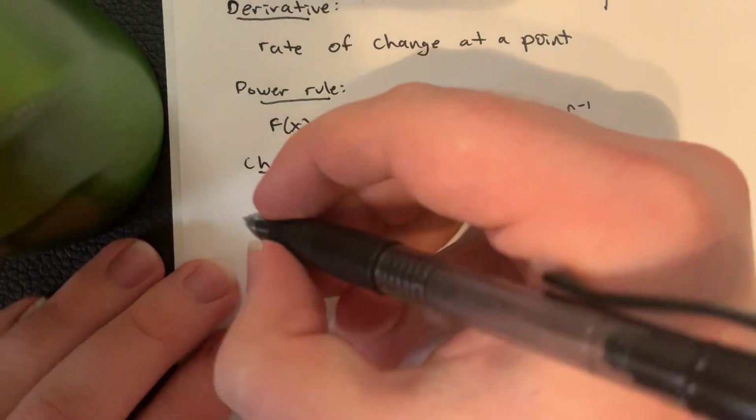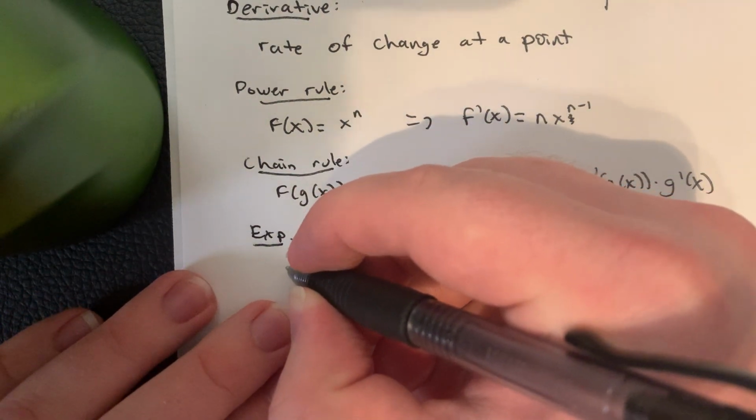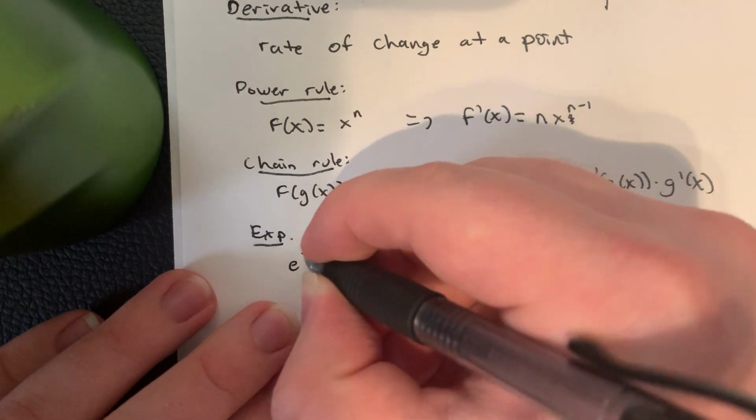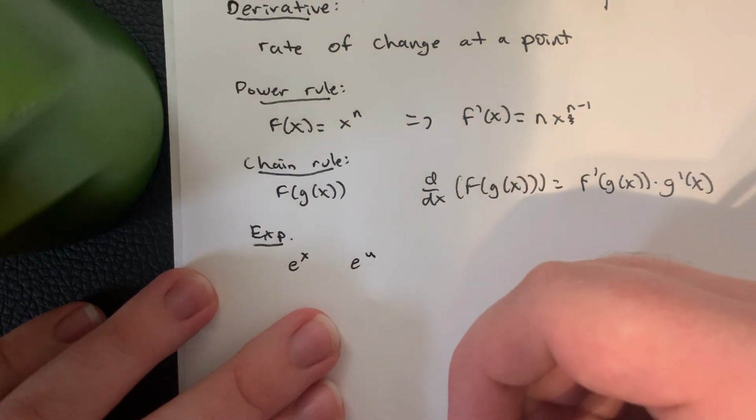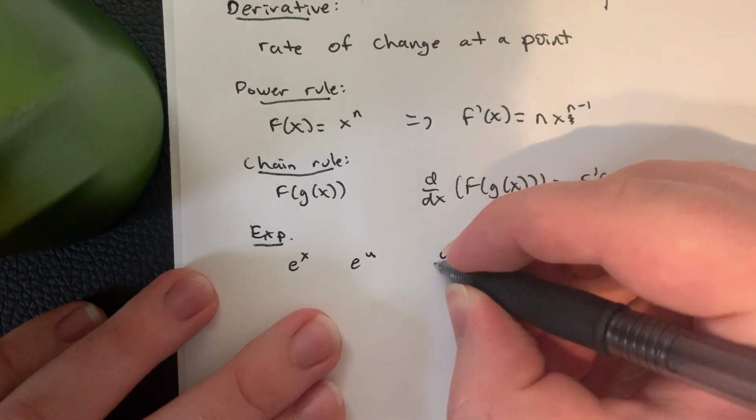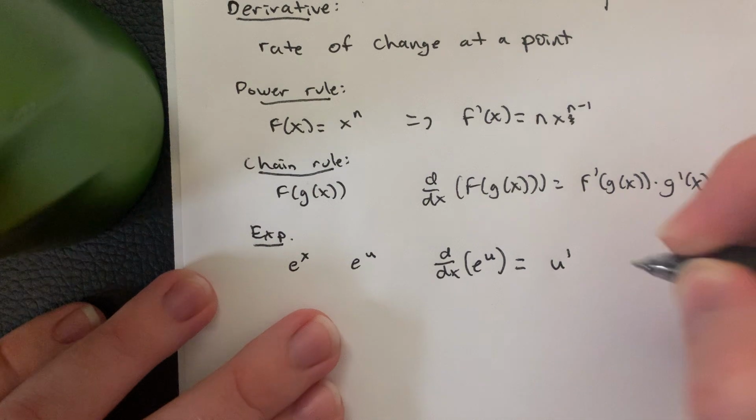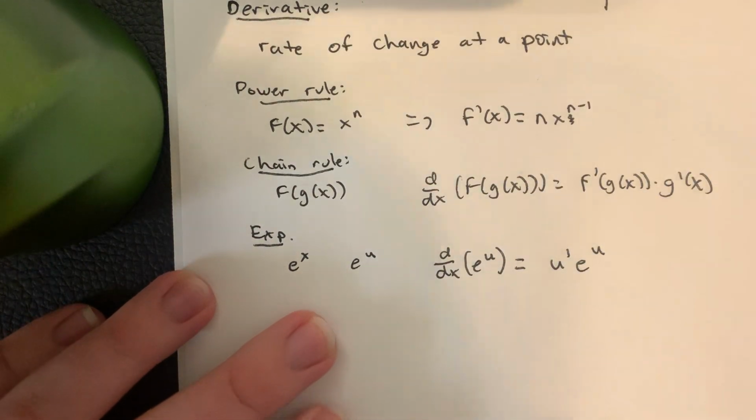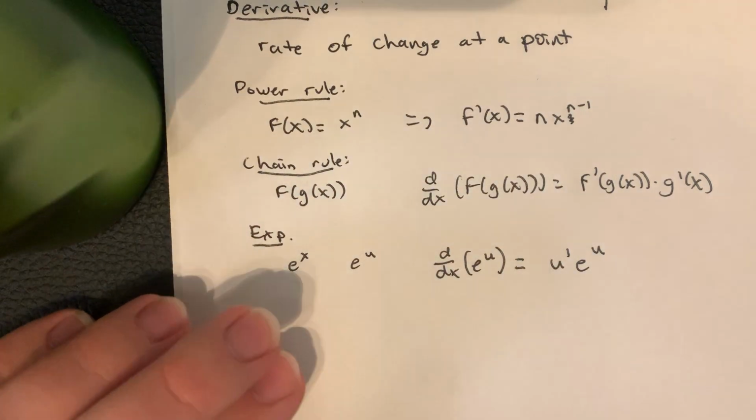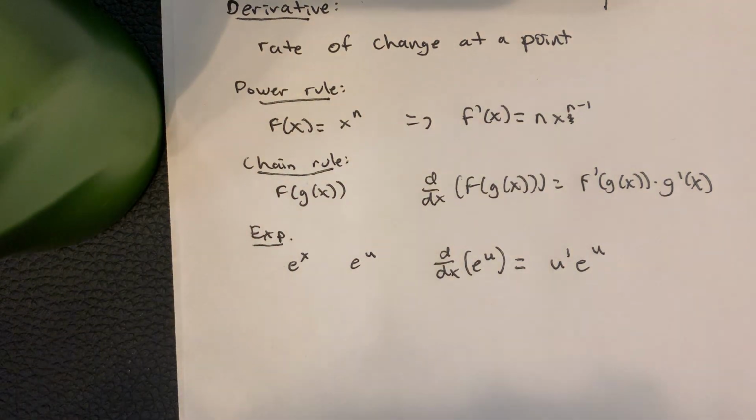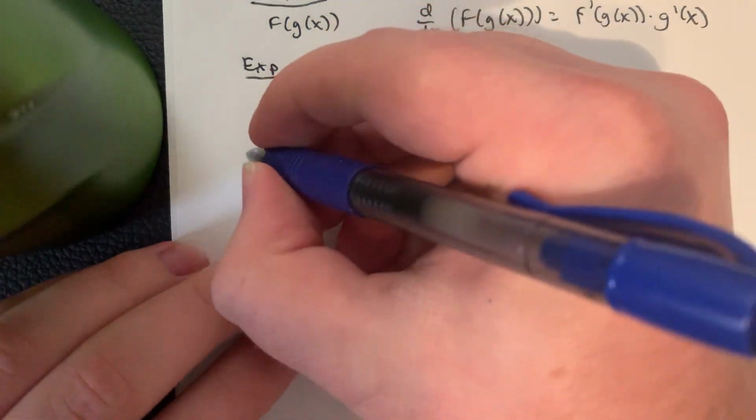I guess there is one more, exponents. So if you have e to the x, or e to the u, I should say, d dx of e to the u is equal to u prime e to the u. So in the case of e to the x, the derivative of that would be e to the x. All right, let's see an example of this worked out.